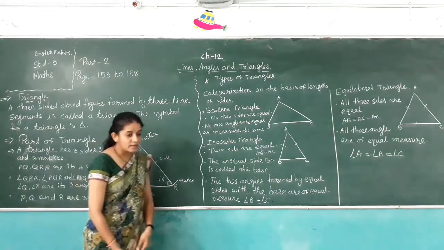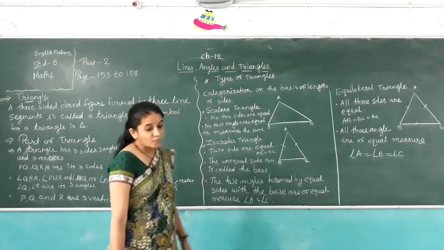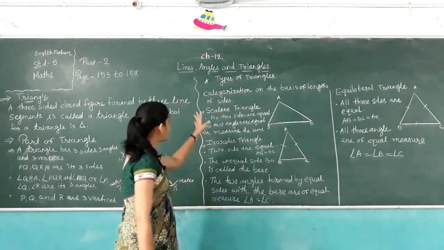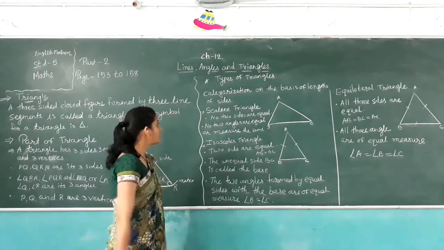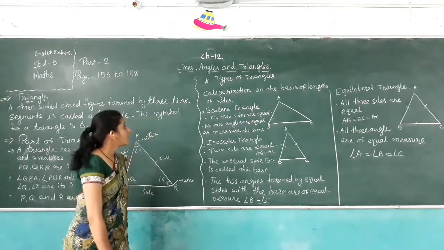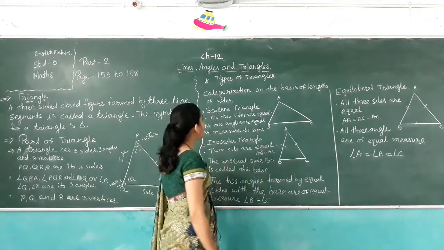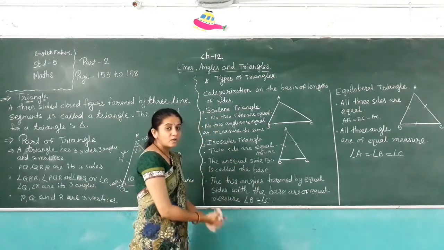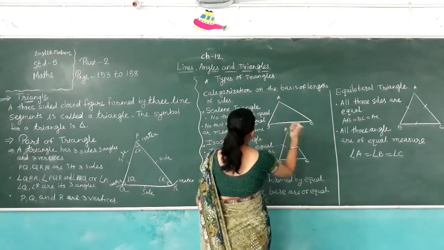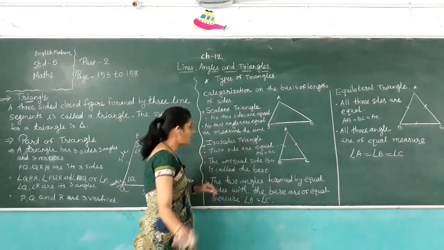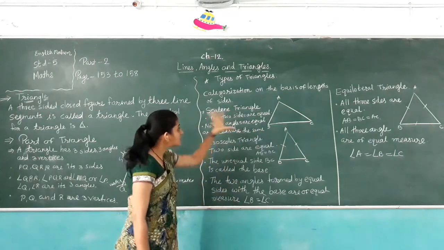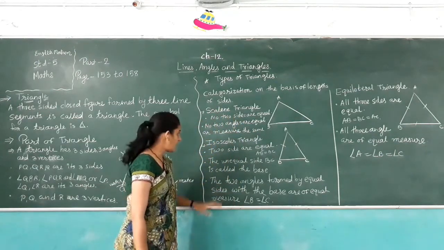Now types of triangles. Triangles are categorized on the basis of their sides and their angles. First, categorization on the basis of the length of sides. Scalene triangle. What is a scalene triangle? Here no 2 sides are equal and no 2 angles are equal in measure. This type of triangle is called a scalene triangle.